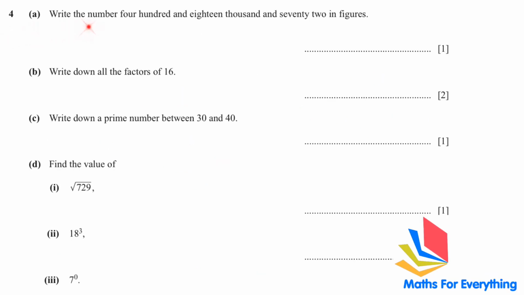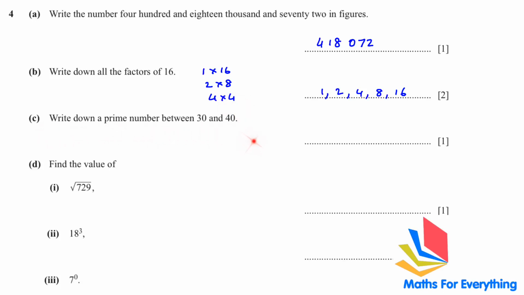Question number 4. Write the number 418,072 in figures. So this is 418,072. Write down all the factors of 16. So we write in which times table we have 16. 1 times 16 will give us 16, 2 times 8, and 4 times 4. So therefore our factors are 1, 2, 4, 8, and 16. We do not repeat the number.